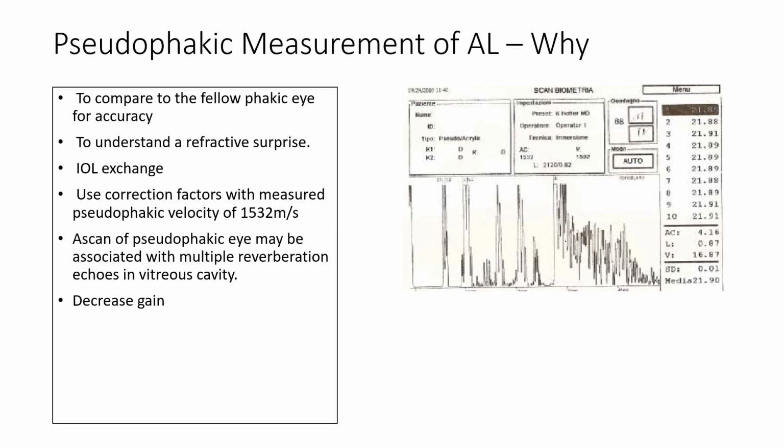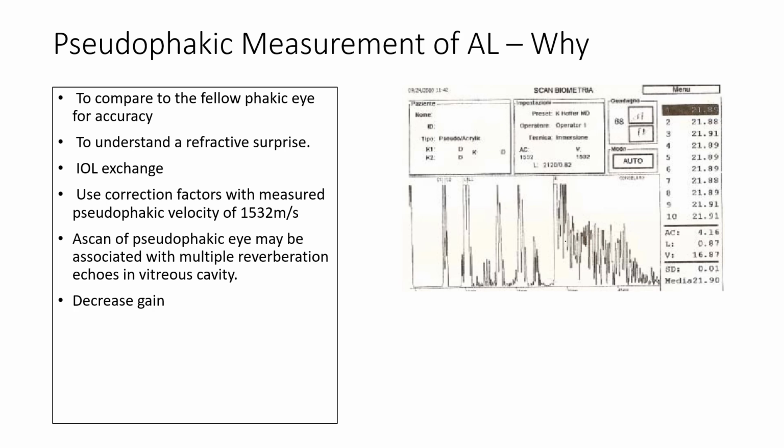You also, as I said before, measure the pseudophakic axial length to understand if there has been a refractive surprise. If you want to do an IOL exchange, you have to measure the pseudophakic axial length. So use correction factors with a measured pseudophakic velocity of 1532 meters per second.